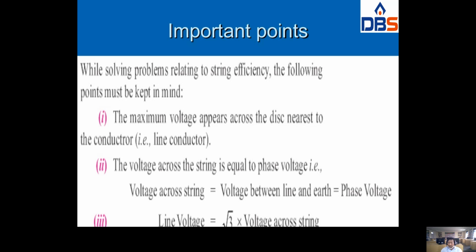Next, the voltage across the string is nothing but the phase voltage, not the line voltage. Voltage across the string is the voltage between line and earth, that is the phase voltage. Line to earth is the phase voltage. Suppose you have to calculate the line voltage, it is √3 into the phase voltage. We are getting the line voltage, right?